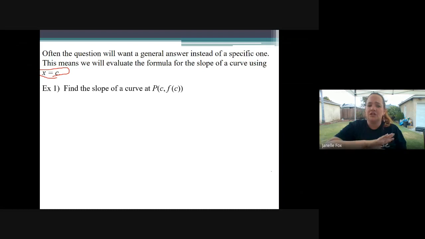Okay, so the instructions for these are all the same. It's just going to say find the slope of the curve at point P, which is not specific this time, right? It's going to be at c and then f of c. So we're just talking about a general spot. Okay, we're going to have a part A, a part B, and a part C. Part A says f of x is equal to 2x squared minus x.